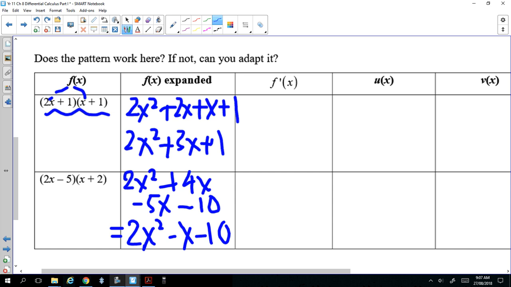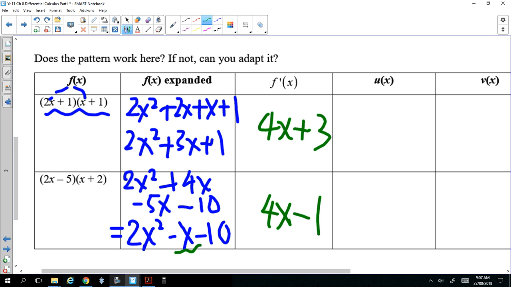Okay, good. Let's differentiate. I'm going to ask someone else. Nat, what's the derivative of the first? Very good. Nice. Okay, quick. And then Annika, what's the second one? Derivative. Not plus, this minus 1. Well done. Okay, good. Next one, what we're doing is we're going to write down the u and the v. Remember, u is the first one, v is the second one.